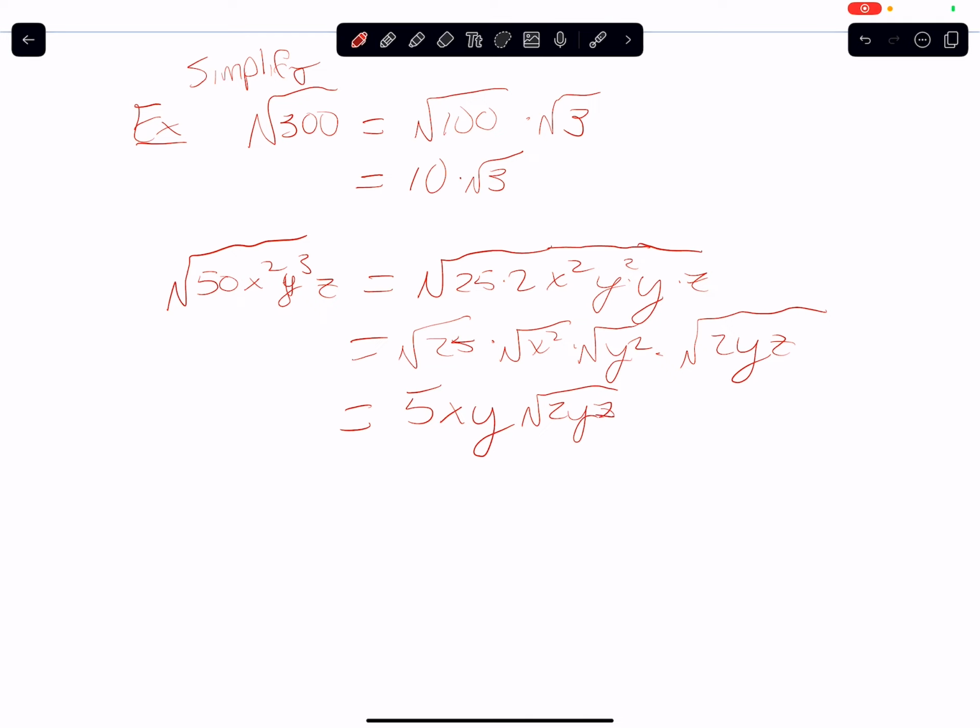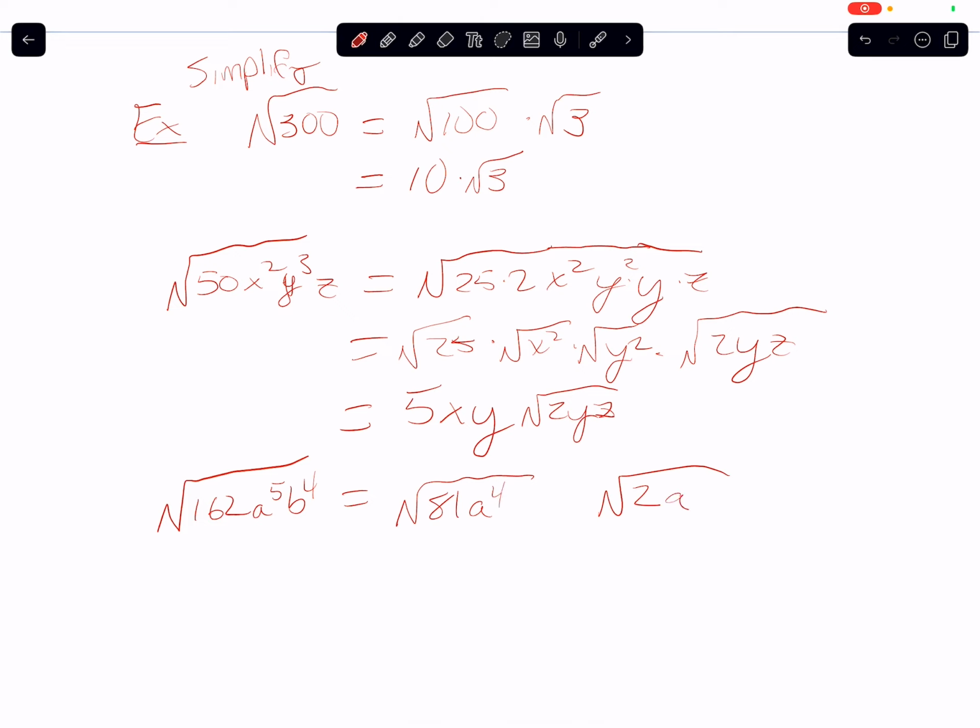Let's do one more example. The square root of 162 a to the 5th times b to the 4th. We can simplify this because we know that 162 is 81 times 2. So we'll separate this into two separate expressions, 81 times 2. And then a to the 5th can be broken down as a to the 4th and an a. Those factors can be separated, and b to the 4th. So what we have is factoring the perfect square from the radicand.